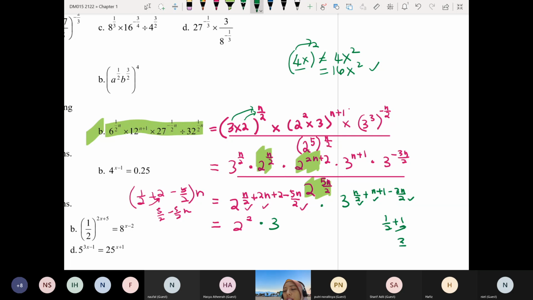Okay, ini 2. So 3 per 2 tolak 3 per 2, so cancel out. So tinggal 3. So jawapan 6. 2 to the power of 2, 4. 4 times 3, 12. Semua orang dapat 12? Dapat madam. Okay, very good.